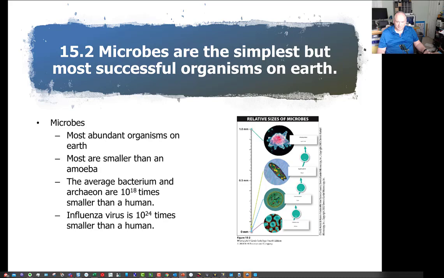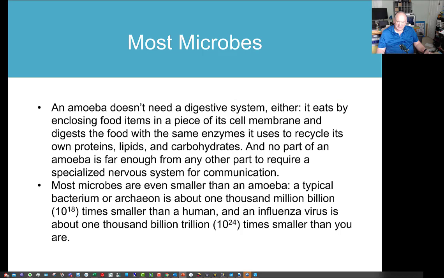So microbes are the most abundant organisms on the earth. They're smaller than the amoeba. The average bacterium in our gut is about 10 to the 18th times smaller than a human. Influenza virus is 10 to the 24th times smaller than a human. And to be honest with you, I've never seen comparisons like that as far as how many times smaller. So that's why I threw in the image here where we look at a millimeter versus down to a micron, which is really, really small. And we're getting down there to the nanoscale, and you're the generation of nanoscale technology.